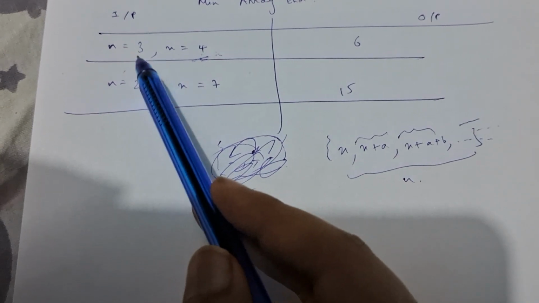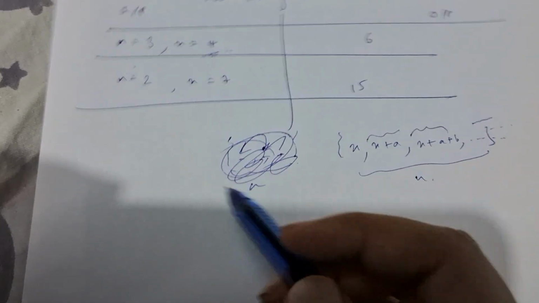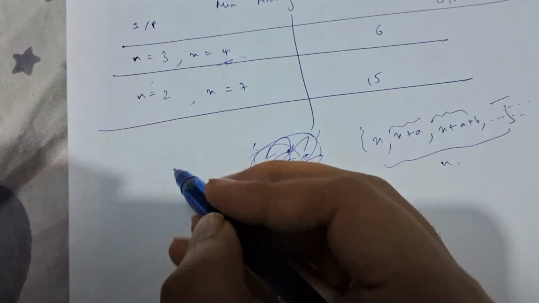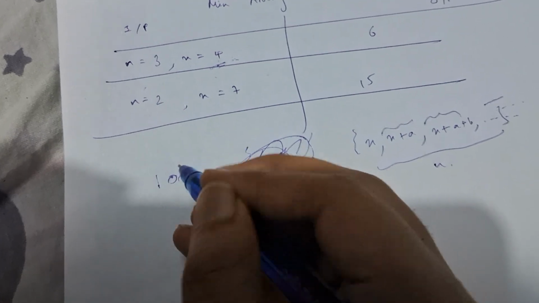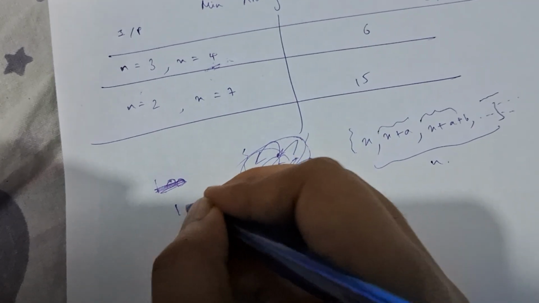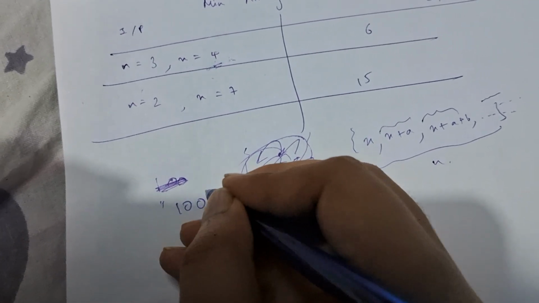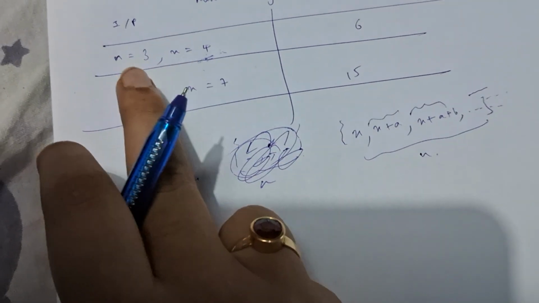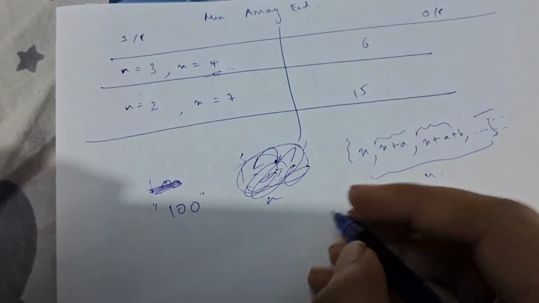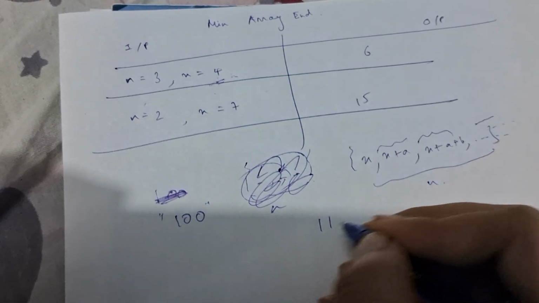So let's do it for this one. Okay, so x is equal to 4. What is the binary representation of 4? It is 1 0 0. Okay, so let me rewrite it: 1 0 0. And what is the binary representation of 3? It is going to be 1 1, right?